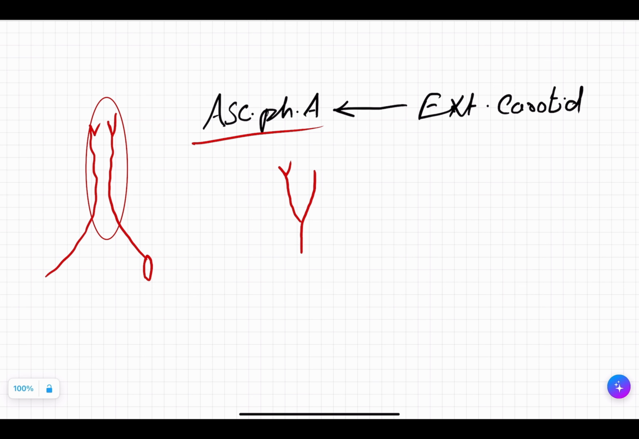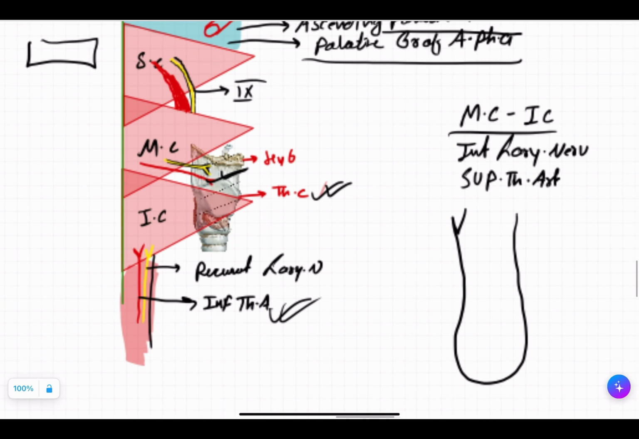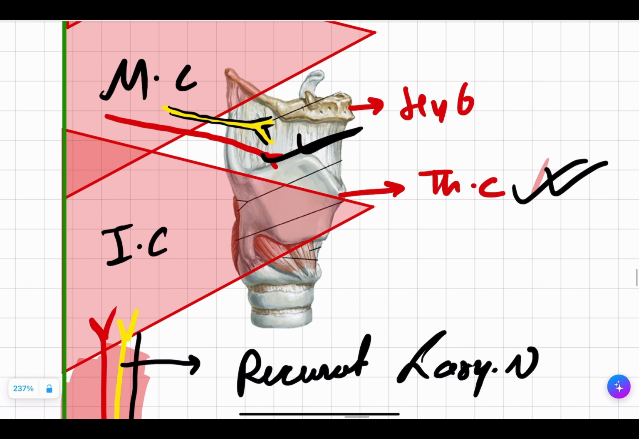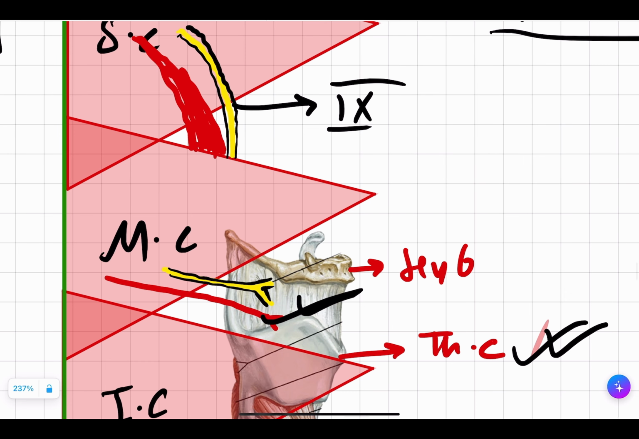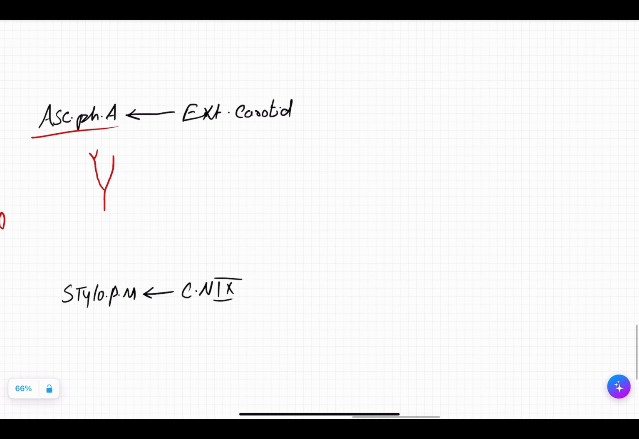Now what about the innervation? I will discuss the innervation separately in the cranial nerves, but right now just remember this. You have a muscle, stylopharyngeus muscle, and this muscle is supplied by cranial nerve 9, and that is why they were in relationship and they were going together. Here you see stylopharyngeus, cranial nerve 9. Now another one is your cricopharyngeus.